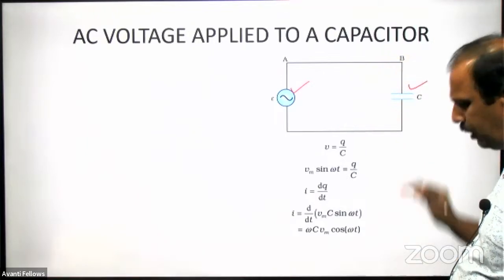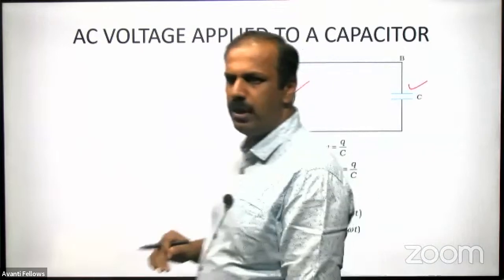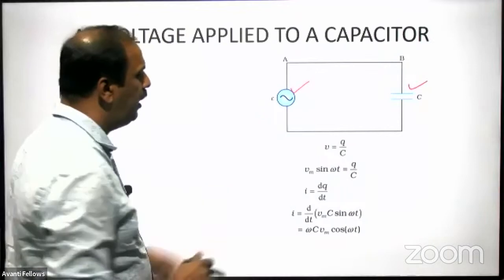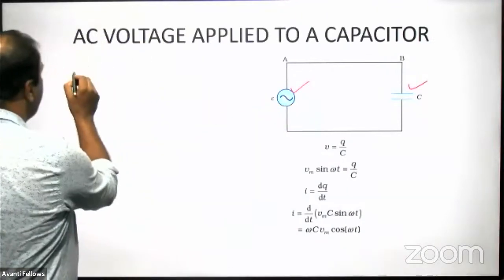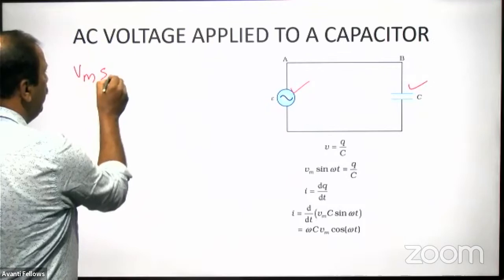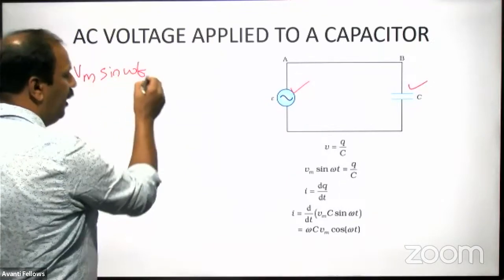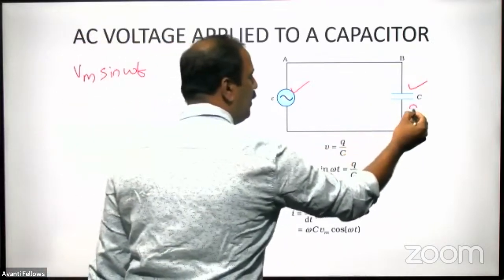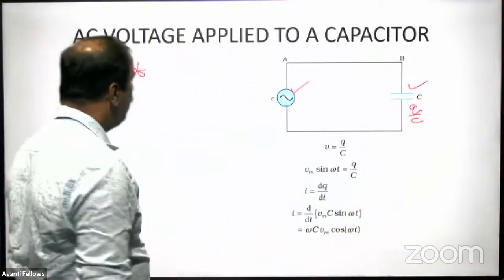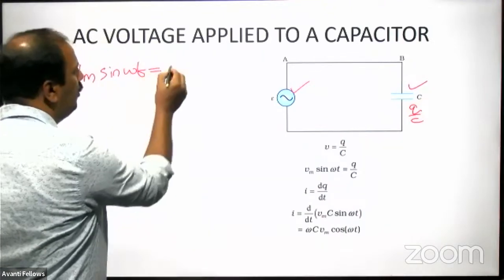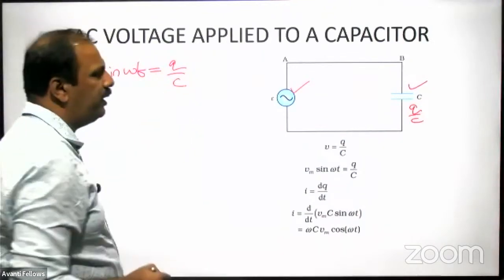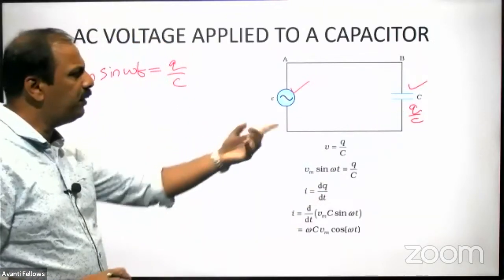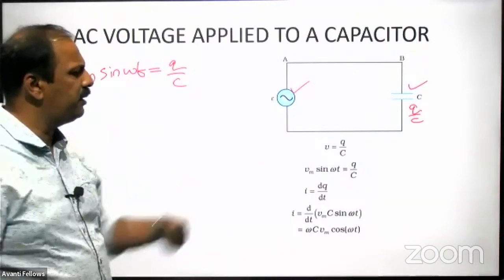Now here also we have to apply the Kirchhoff rules. When you apply the Kirchhoff rule here, what you will get? The source voltage is Vm sine omega t minus Q by C is equal to 0. That is, the voltage across the capacitor will be Q by C, which you studied in the second chapter. You already studied that one: voltage across a capacitor is Q by C.